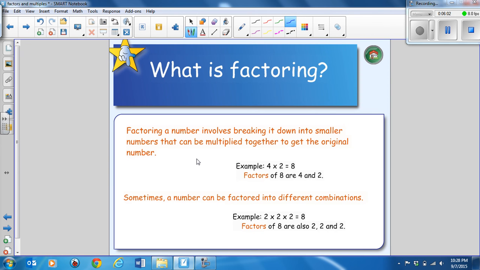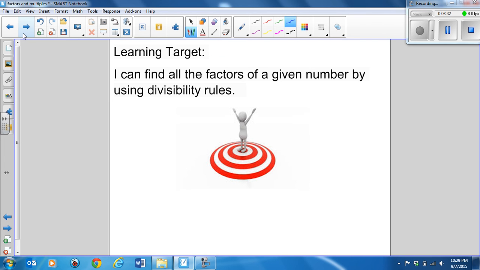Alright, so factoring. Factoring a number involves breaking it down into smaller numbers that can be multiplied together to get the original number. So for example, 4 times 2 equals 8. So the factors of 8 are 4 and 2. Sometimes a number can be factored into different combinations. So let's take a look at the next one. 2 times 2 times 2 also equals 8. So another set of factors of 8 are 2 times 2 times 2. So your learning target today is that you can find all the factors of a given number by using the divisibility rules.